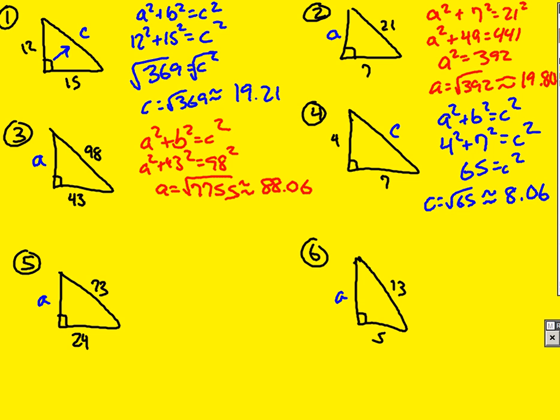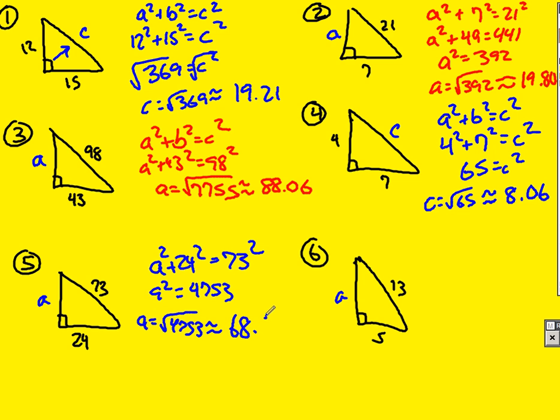Number 5 down here, we want to find A again. So A squared plus B, my other leg is 24 squared, equals my hypotenuse 73 squared. So A squared will equal, when I do the squaring and subtract it, I'll get 4753. That means A equals the square root of that, the square root of 4753, which approximates to 68.94.